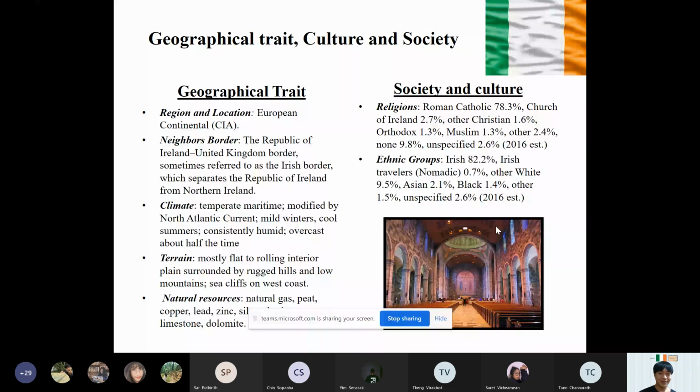Next is geography. Our region is located in the European continent. Our neighbor is the United Kingdom. We are separated from them by the Irish border, which separates us from Northern Ireland. Our climate is temperate maritime, with mild winters, cool summers, and consistent humidity, overcast all the time. Our terrain is flat, so it's great for agriculture, and there are sea cliffs on the west coast. Our natural resources are natural gas, peat, copper, lead, zinc, and many more.